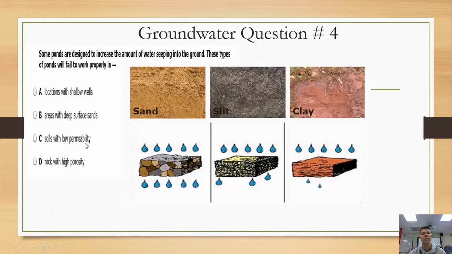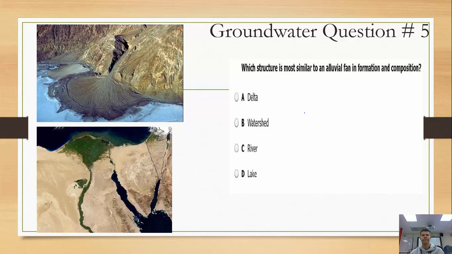Soils with low permeability. A soil with a very low permeability is a soil that compacts very tightly with very, very fine particles. For example, clay. So if the bottom of your pond was made of clay, it would not work correctly if it was designed for water to seep through. So our best answer here is C, soils with low permeability.